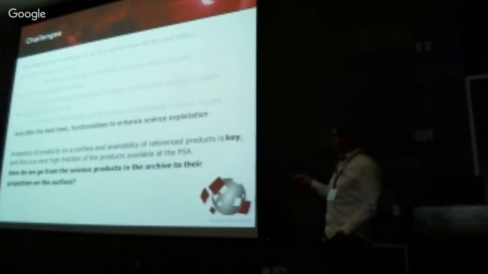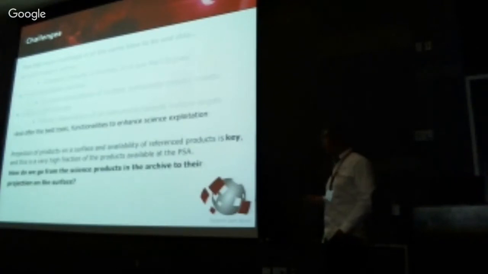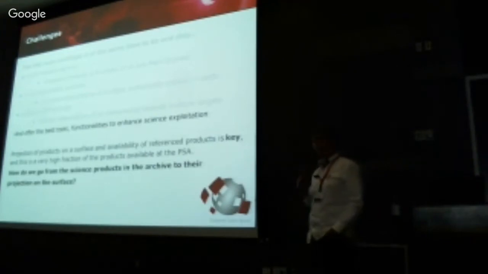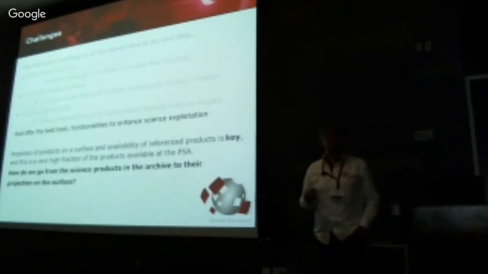What we lack is the projection of products on the surface and the availability of reference products, reference in terms of latitude, GIS products. We don't have that, and we really want to work on this aspect. These cover large fractions of the data we have in the archives. More than half of the data are from remote sensing instruments, and you'll be able to project that on the surface. So we're really working on improving our capabilities with that. So how do we go from the science products in the archive to their projection on the surface? That's what I would like to show you a bit.